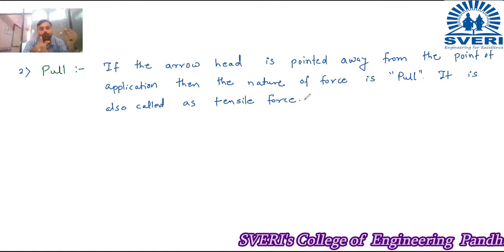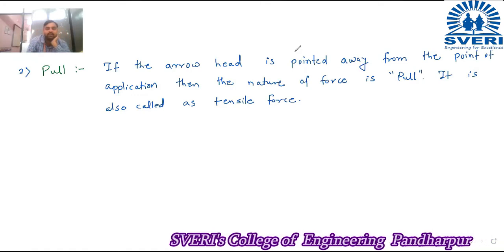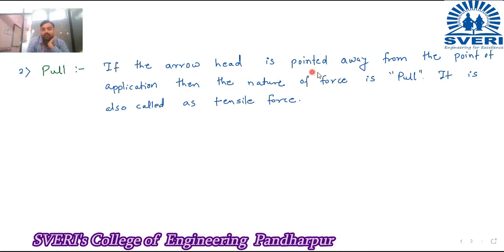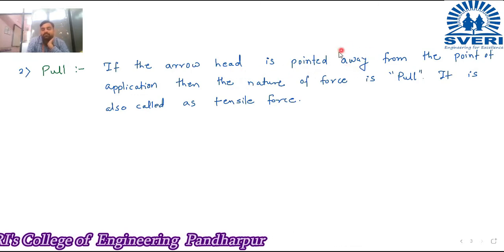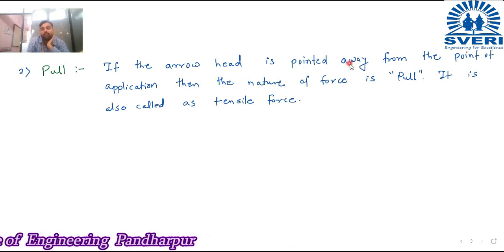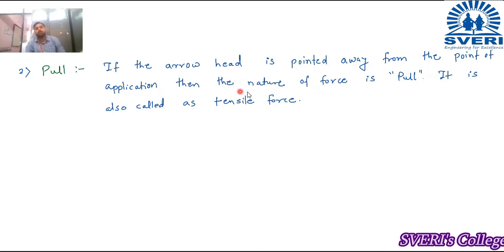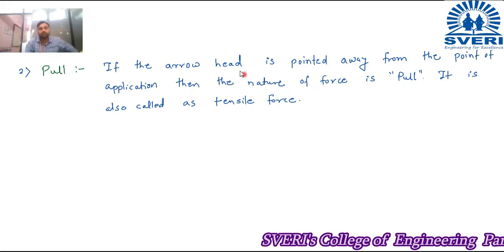So this is the pull force. The main point in this force is, you can observe over here, the arrowhead is pointing away. This word you should remember. If it is towards, then it is push. If it is away from the point, then it is pull. Okay, so away from the point of application, then it is called as pull. This is also called as the tensile force.